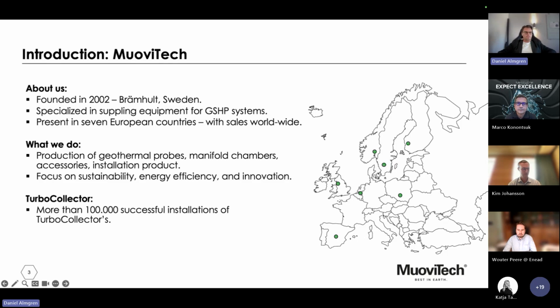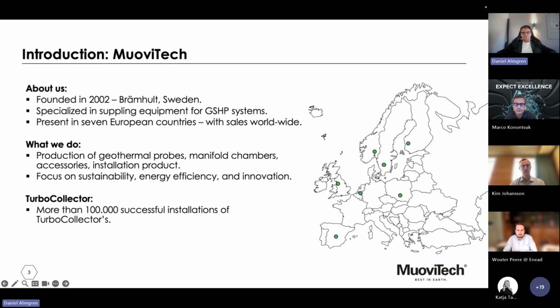So a few words about us. Muovitech was founded in 2002 here in Bramhult, Sweden. At that time, we were a small company, as many other companies are in the beginning, but we had a really clear vision. Over the two decades, we have grown steadily, and today, as you can see on the map in the picture, we are present in 7 European countries, but we have also delivered further worldwide, for example, to Australia and some other countries.